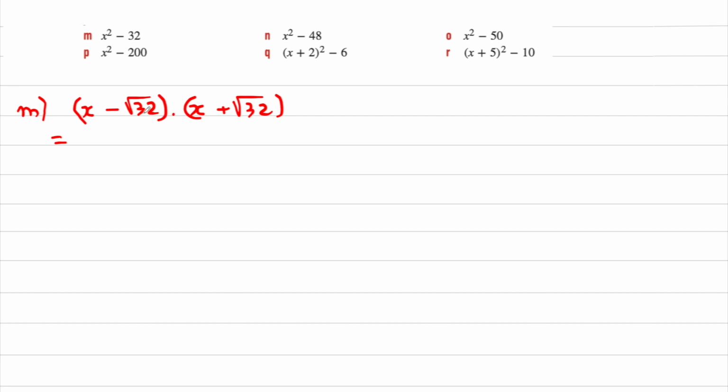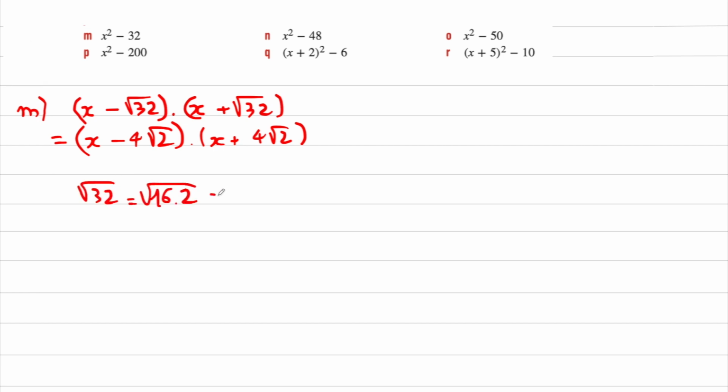This means 16 times 2. 16 times 2 means 4 multiplied with square root 2. And then x plus 4 square root 2 by this one. Square root of 32 means 16 times 2 by this one. And then square root of 16 means 4 multiplied by square root 2. That is the explanation about simplifying the surd.